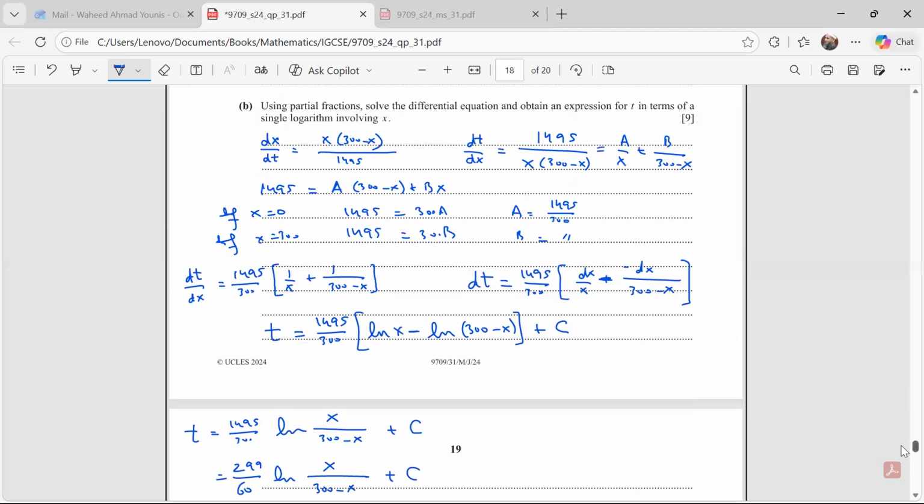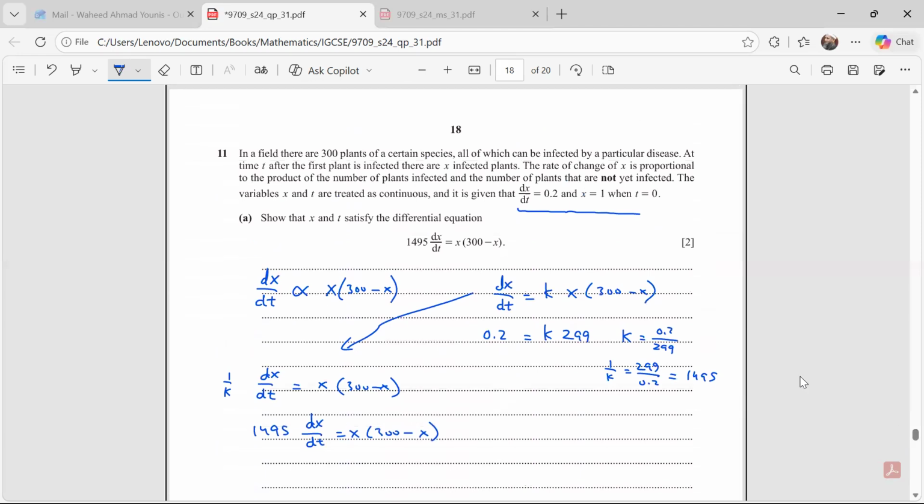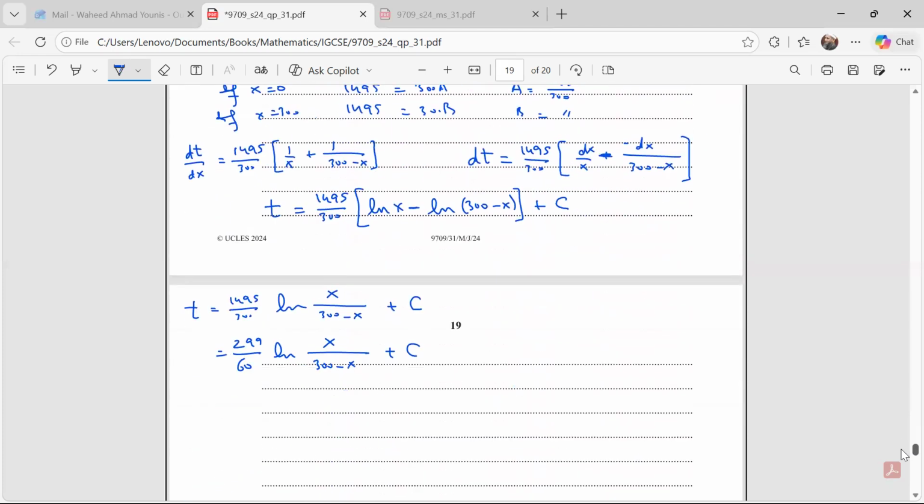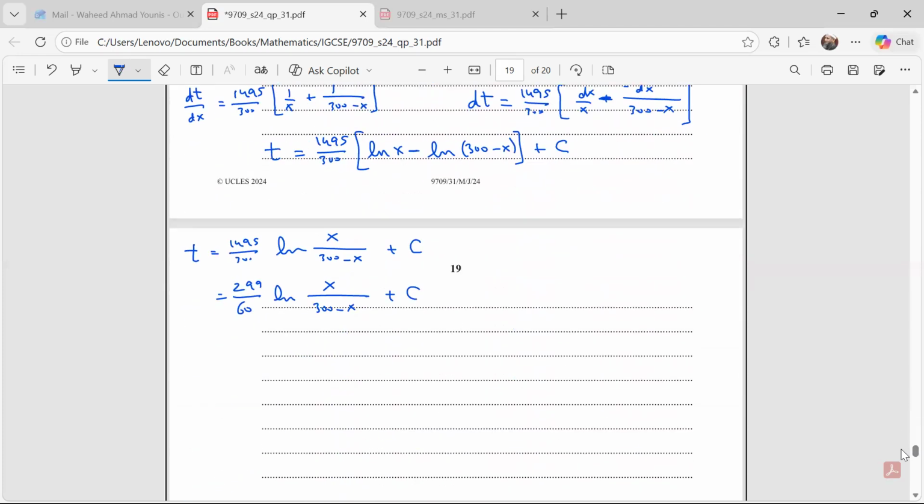I remember this condition was given to us: when time is 0, x is 1, and dx by dt is 0.2. So when t is 0, x is 1. So when t is 0, 299 over 60 log of x is 1, so this is 1 over 299, plus c. Make sense?